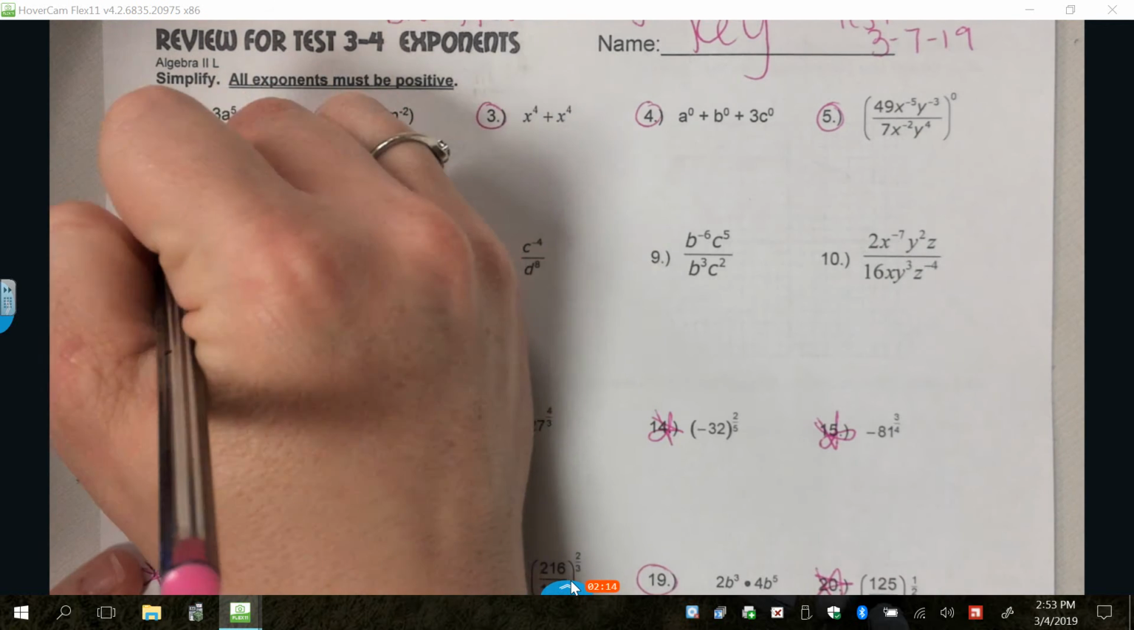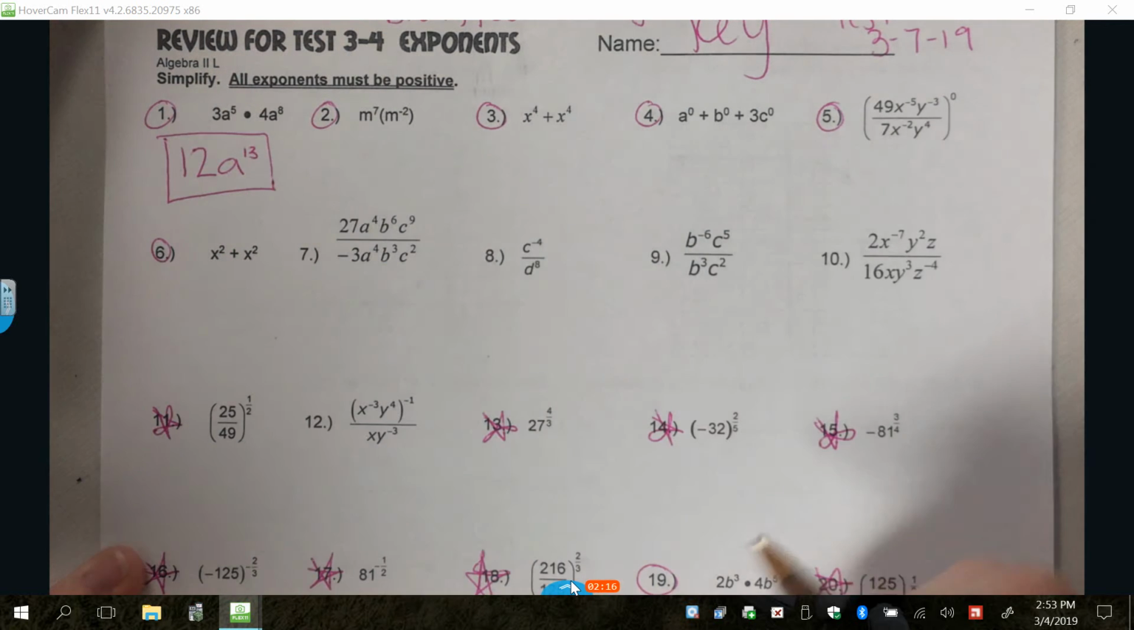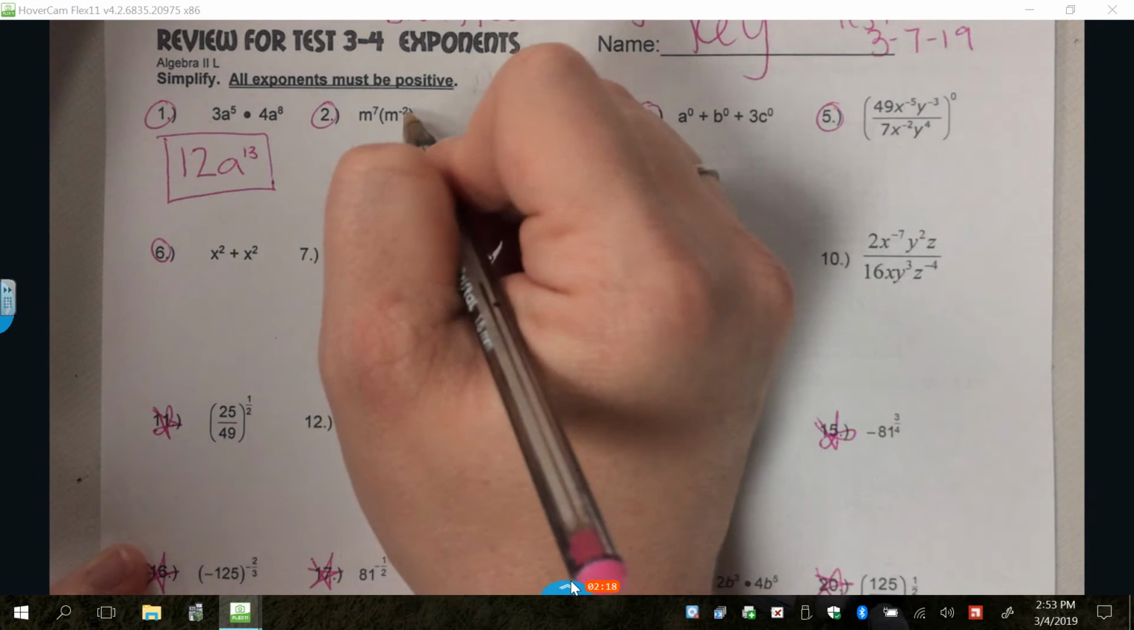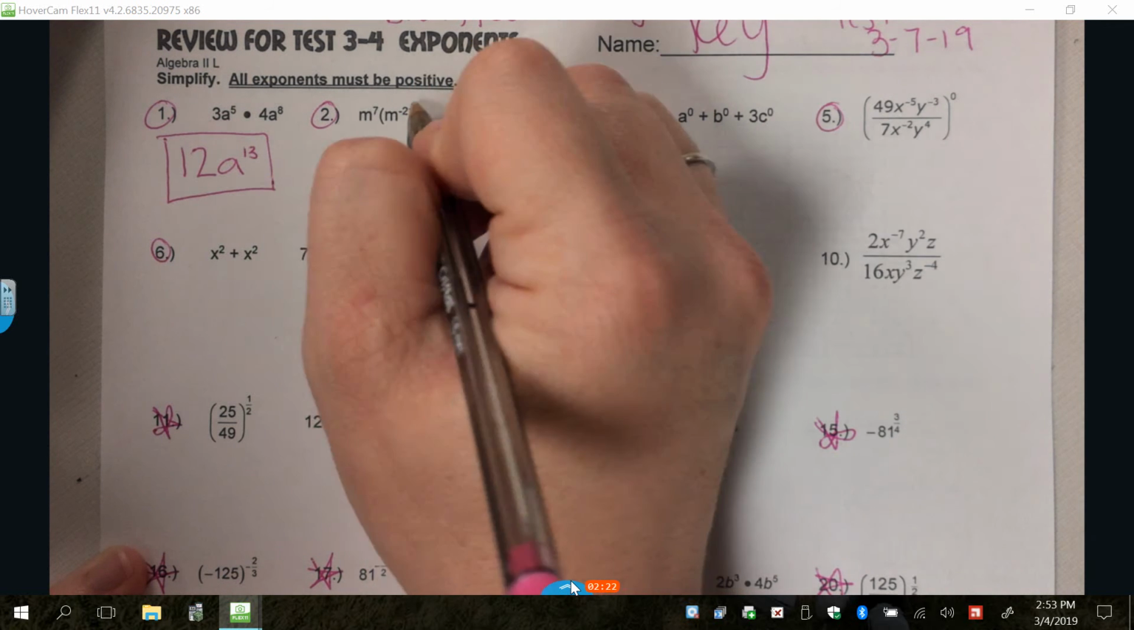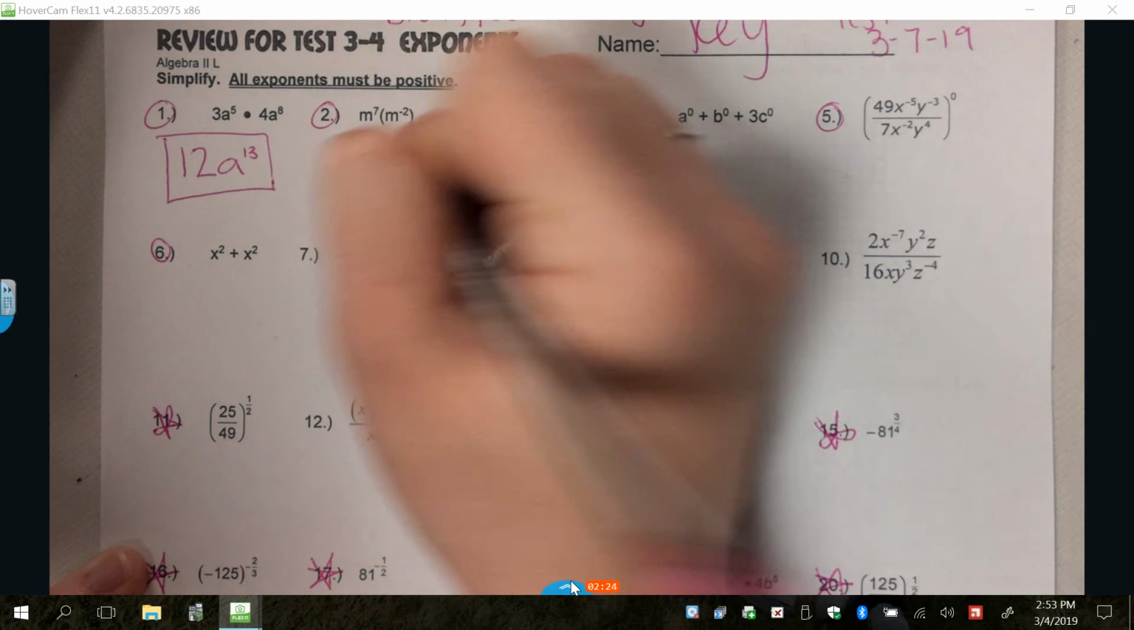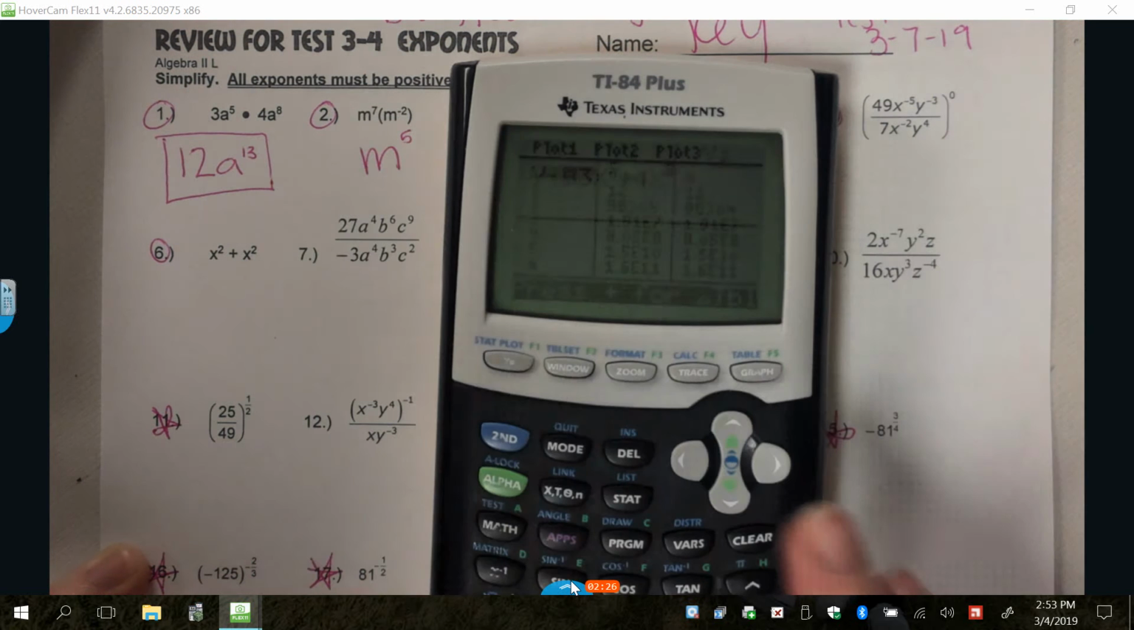Okay, so number 2 is multiplying as well. m to the 7th times m to the negative 2nd. Well, multiplying just means add the exponents. So 7 plus negative 2 is m to the 5th power. So let's check it in the calculator.